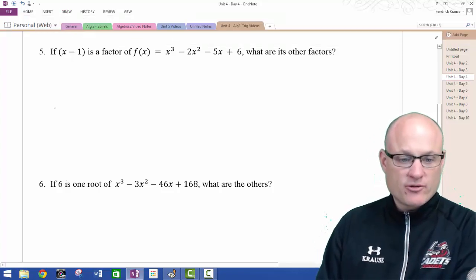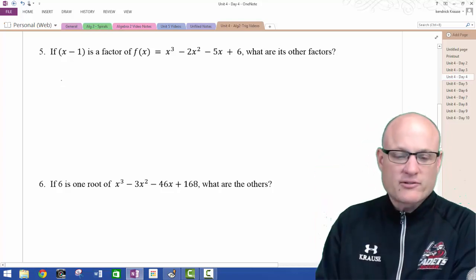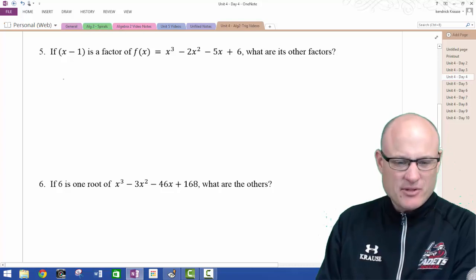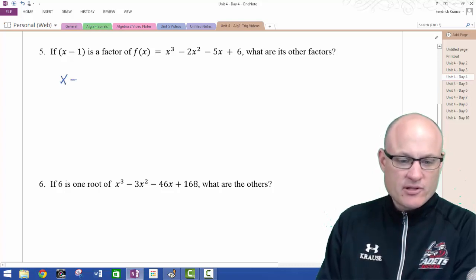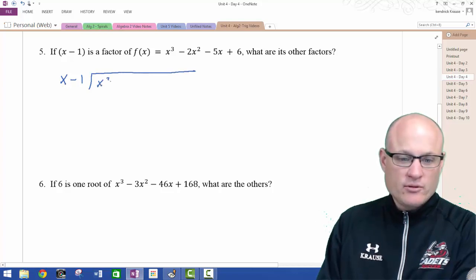And I want you to practice your long division, because when you get into pre-calculus next year, you're going to have to do a lot of this, or not a lot of it, but some of it. And then you'll learn something called synthetic division, which is kind of crazy. So this is x cubed minus 2x squared minus 5x plus 6.